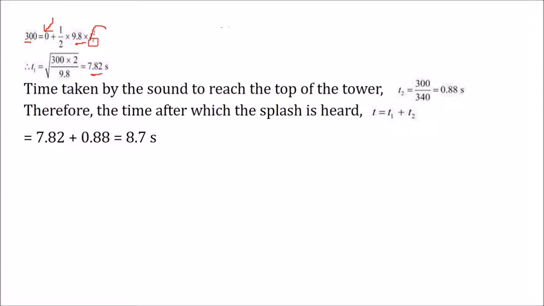Now 7.82 is from this point to this point. Now the sound has to go back to here. Now the time taken by the sound to reach the top of the tower is what? The distance is again 300 only, and this is the speed of the sound. So 300 by 340, this is t2, this is t1. The first one is the time taken from here to here, second is the time taken for the sound to go from this point to the top of the tower, this is 0.88. We add these two, we get 8.7 seconds.